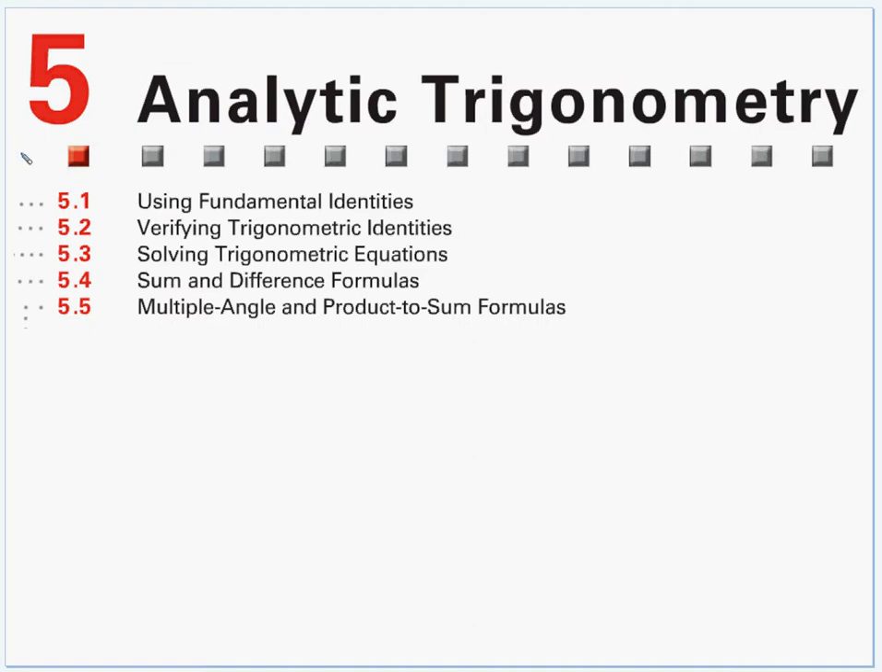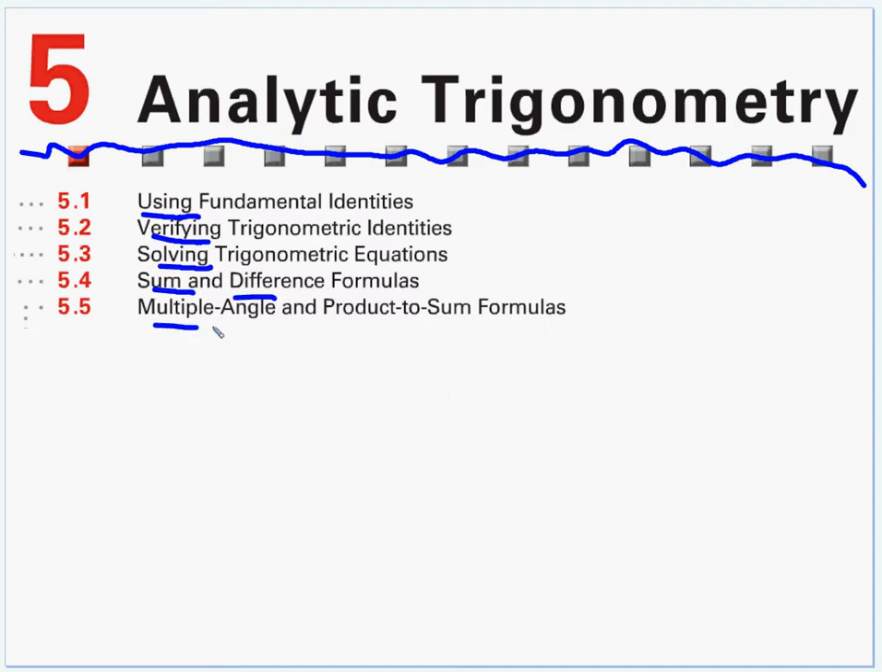In this one, we're going to start looking at Chapter 5, Section 1 in the trig book. So here's an overview of the entire chapter: using fundamental trig identities, verifying trig identities, solving trig equations, sum and difference formulas, and multiple angle and product to sum formulas. So these last two sections are all about using formulas, solving equations. We've solved equations algebraically. We'll do it here with some trig functions.